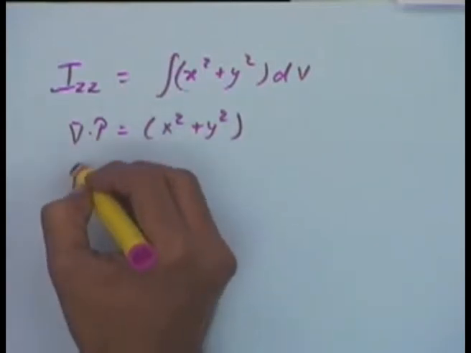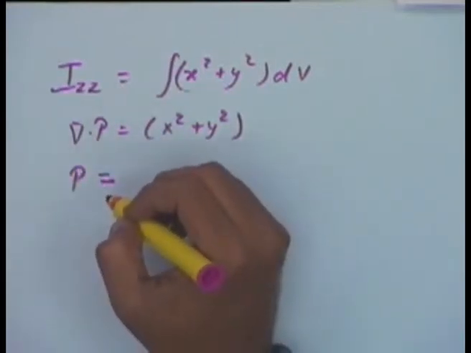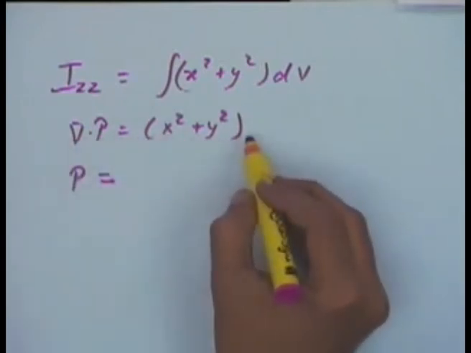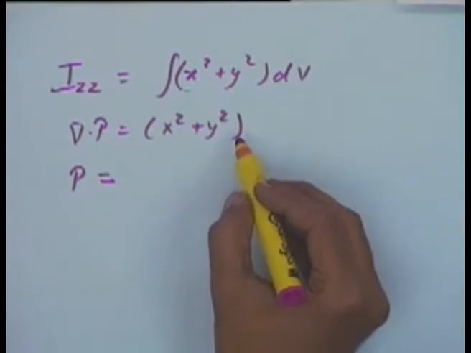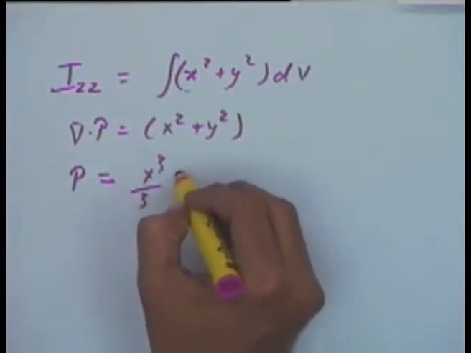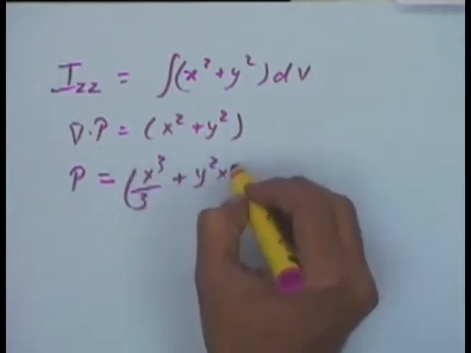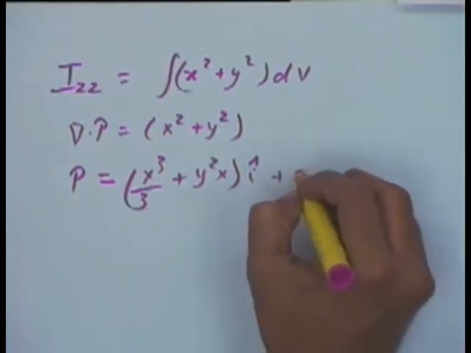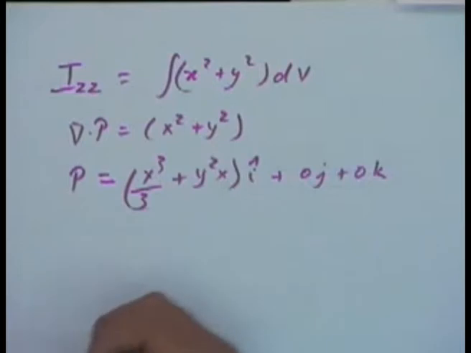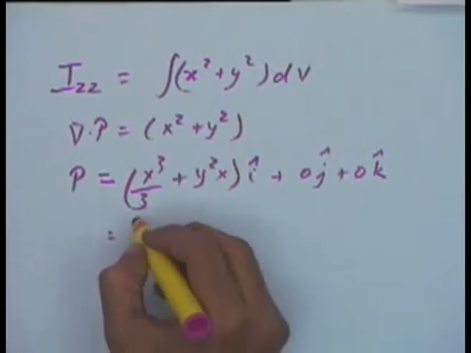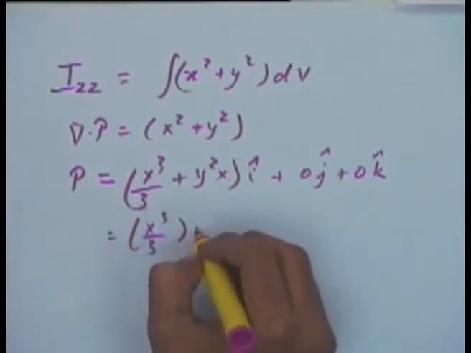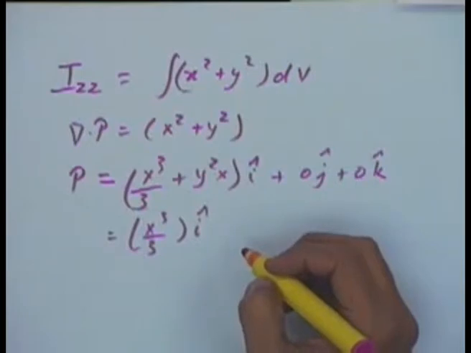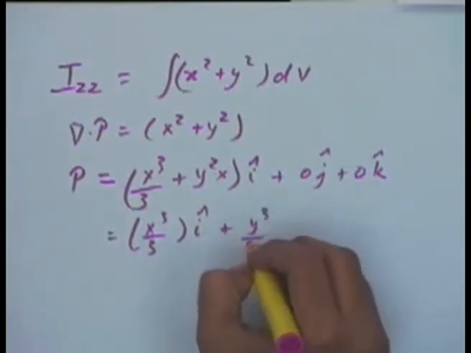So what should be the P that we take? We want del dot P to be equal to x squared plus y squared. Again, P can be x cube by 3 plus y squared x times i, plus 0j plus 0k. Or alternatively I can take x cube by 3 i plus y cube by 3 j.